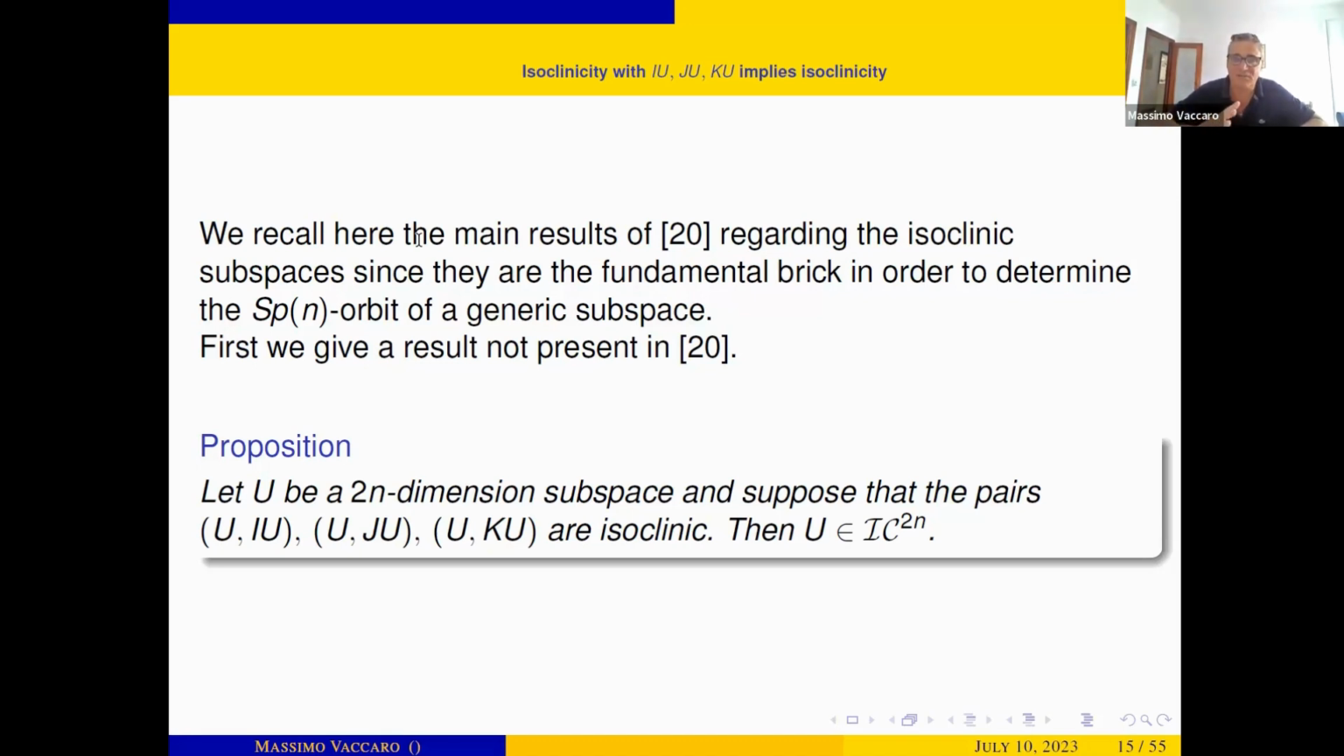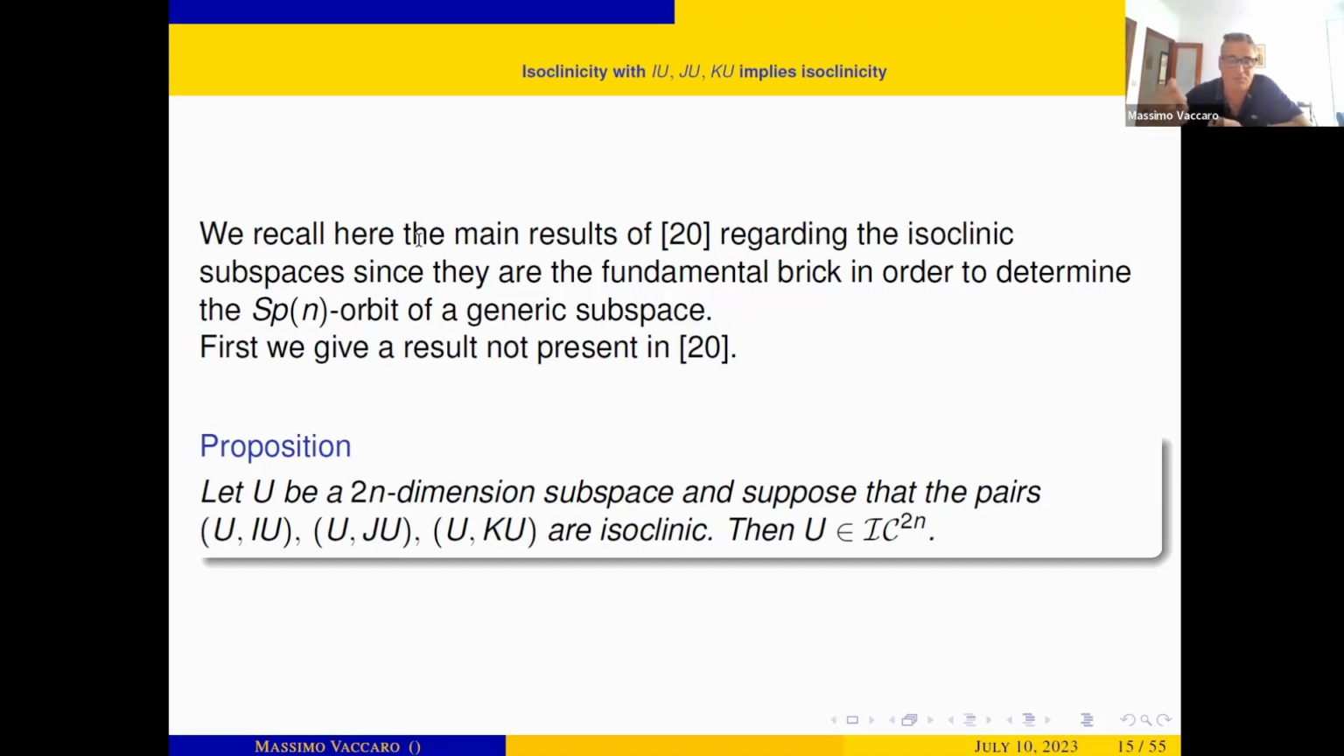So the first result that was difficult to prove last time, and in fact I didn't state it because I couldn't find a proof, but now I did, is this one: if a 2n-dimensional subspace U is isoclinic with these other 3 subspaces, IU, JU, and KU, of course with different angles, then U is isoclinic with any A belonging to the quaternionic structure. It seemed obvious, but it wasn't.